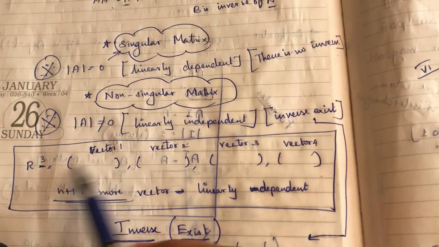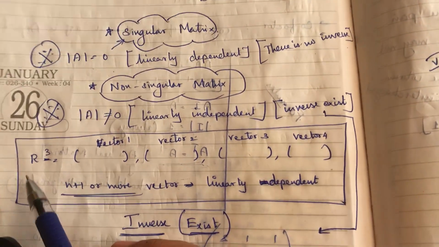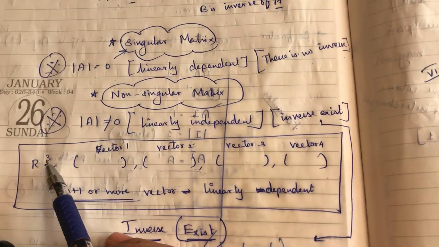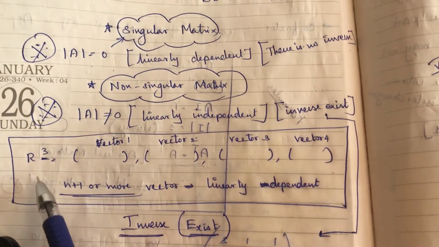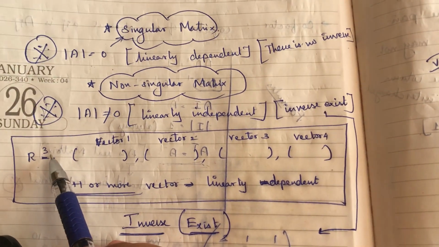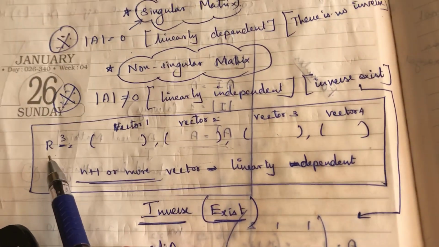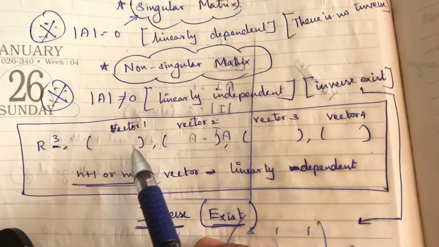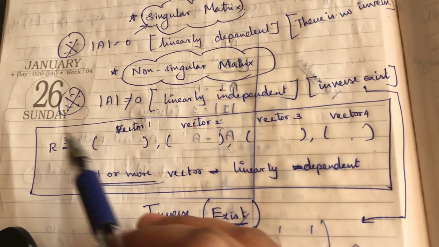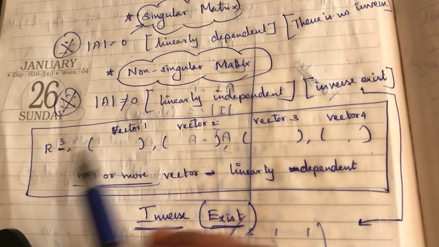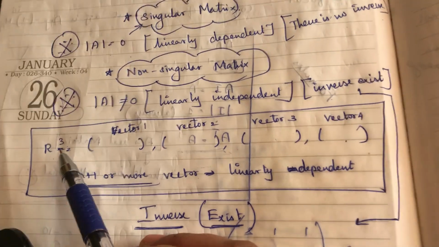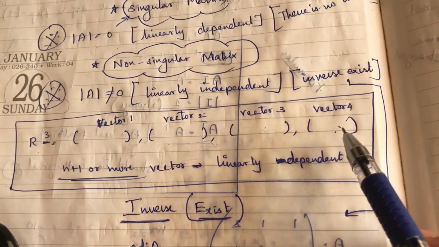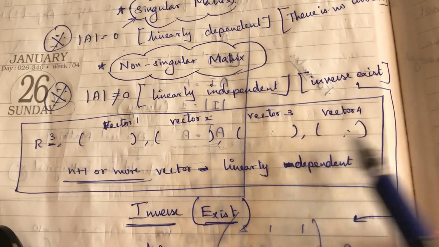So if they ask something like this, just see here, R3 is a matrix which has the order 3 into 3, like R3. 3 is nothing but the order n, and R is a matrix. If they give R3 with 4 vectors, you can see here the order is only 3, but they have given 1, 2, 3, 4 vectors.